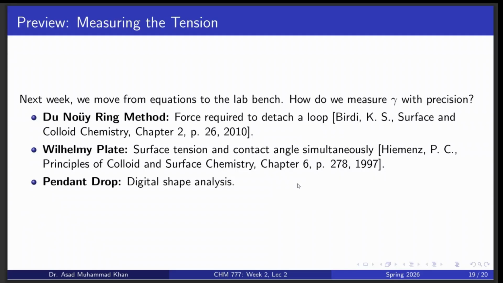So next time we will be looking at the du Noüy ring method, which is used to measure surface tension. With the Wilhelmy plate, again, it is used to measure surface tension and contact angles. And then the pendant drop method is also used to understand drop shape analysis and also for measuring surface tension.